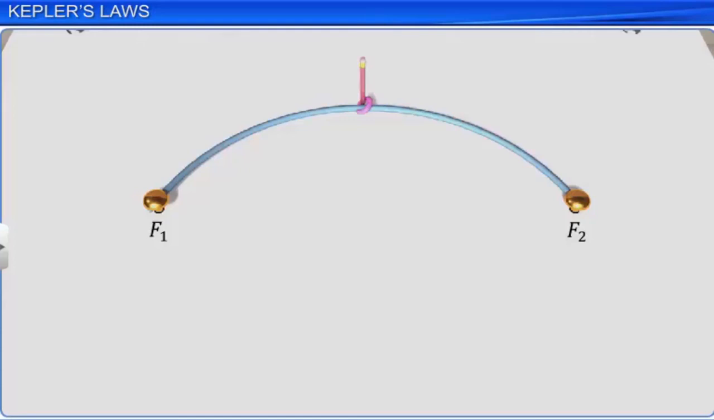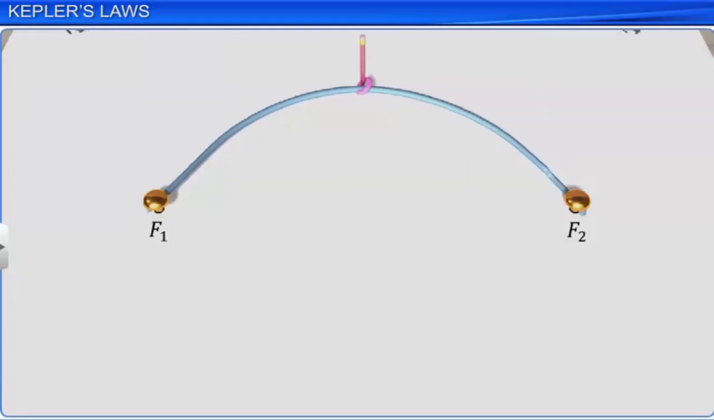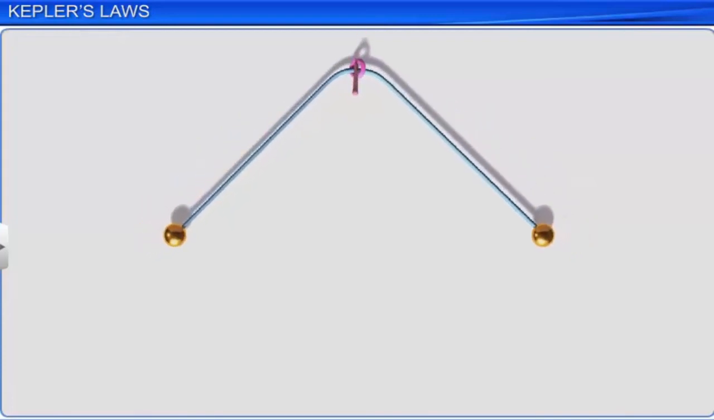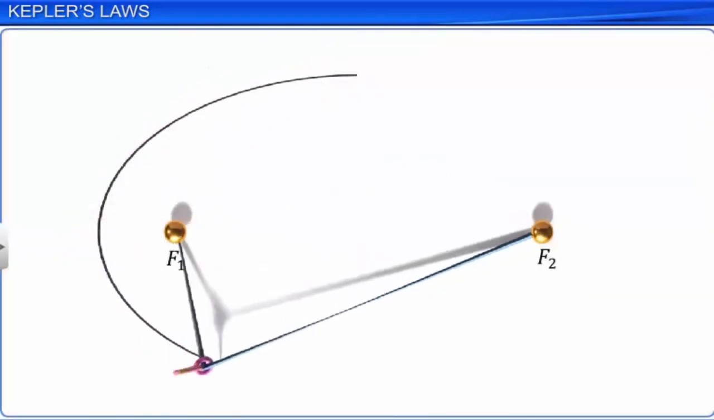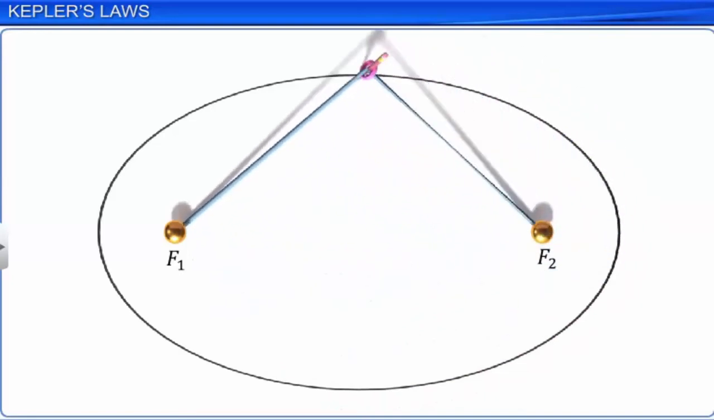Stretch the string taut at the tip of the pencil and draw a curve on the sheet by moving the pencil as shown. Take care that the string is taut while you draw the curve. The closed curve you observe is the ellipse.